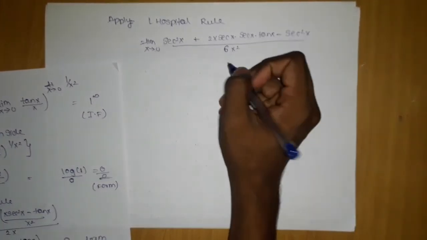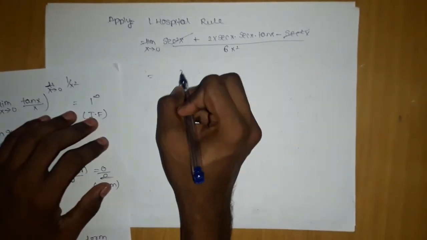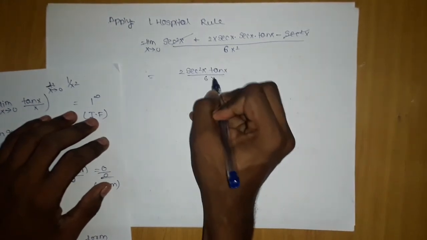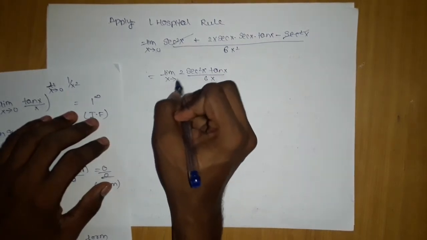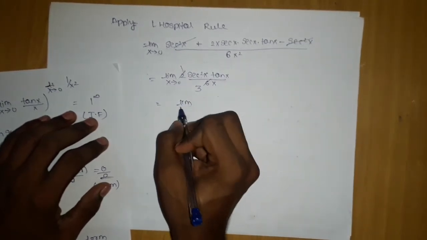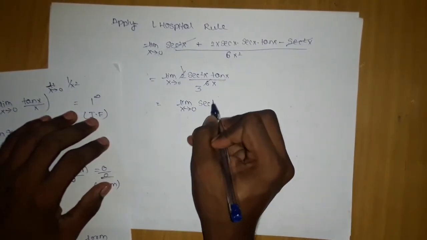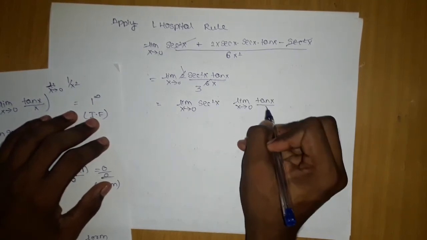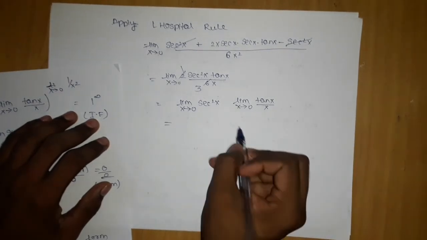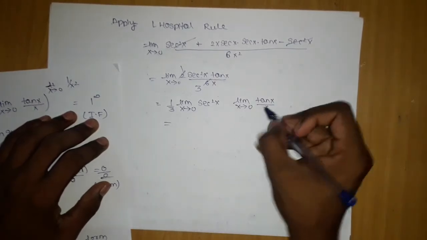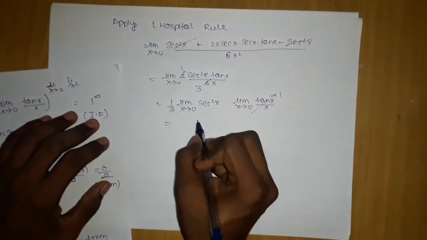6x square. If you see this and this will get rid of, and finally we will be left with 2 sec square x tan x upon 6x, limit x tends to 0. This will become 1, this will become 3. We will distribute the limits. In short, sec square x, limit x tends to 0, tan x by x. The moment I distribute the limits, this will be 1 by 3, which will be outside. What we are getting here, this will become 1, this will become 1, so my answer will be 1 by 3.